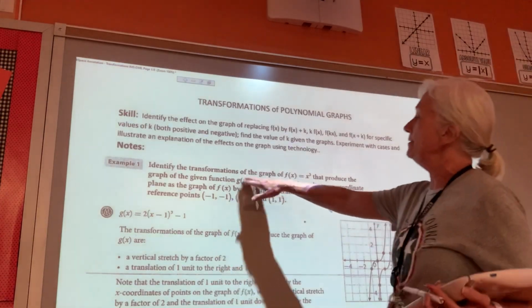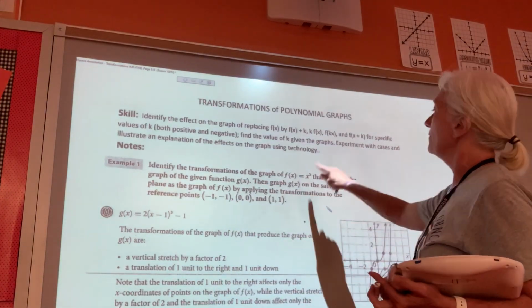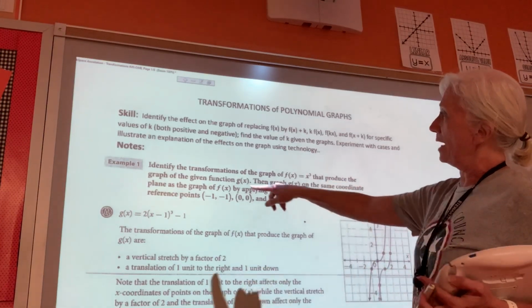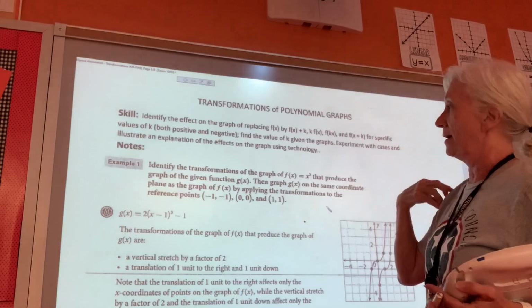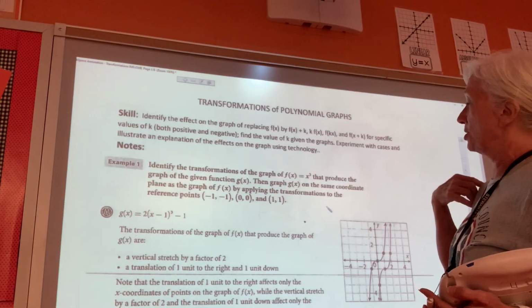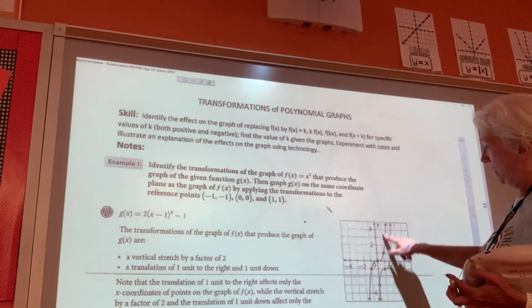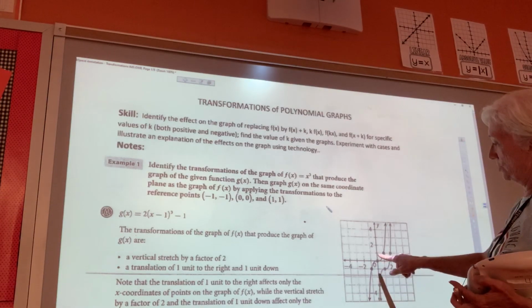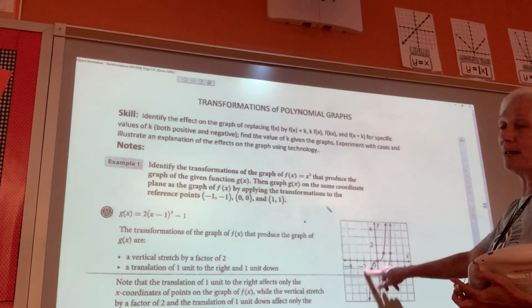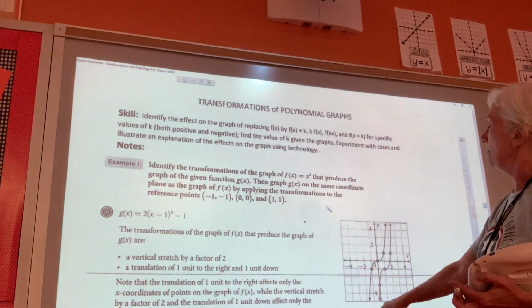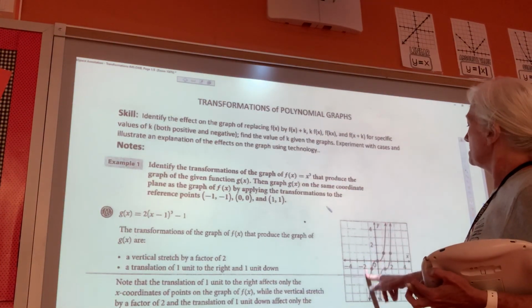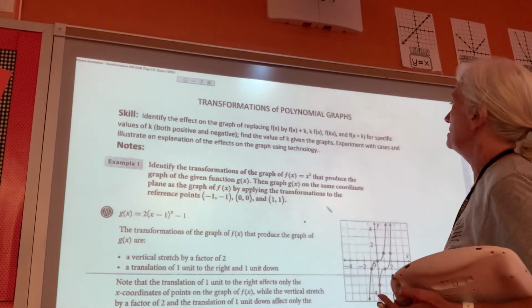So this says identify the transformation of this parent function of x cubed that produced the graph of the given functions g of x. Then graph g of x on the same coordinate plane as the graph of f of x. So here's my f of x right here. I know this is it because it goes through 0, 0, 1, 1, negative 1, negative 1, 2, 8, negative 2, negative 8. So this is my y equals x cubed, or f of x is equal to x cubed.